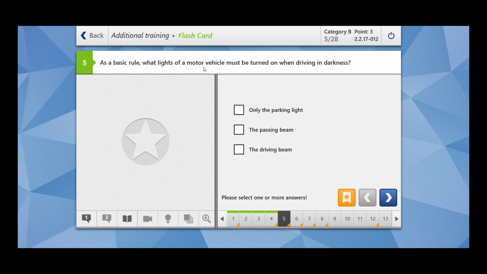As a basic rule, what lights of motor vehicle must be turned on when driving in darkness? So the passing beam. Passing beam is the dipped headlights and driving beam is the full beam. Only the parking light. Parking lights are used for parking only.